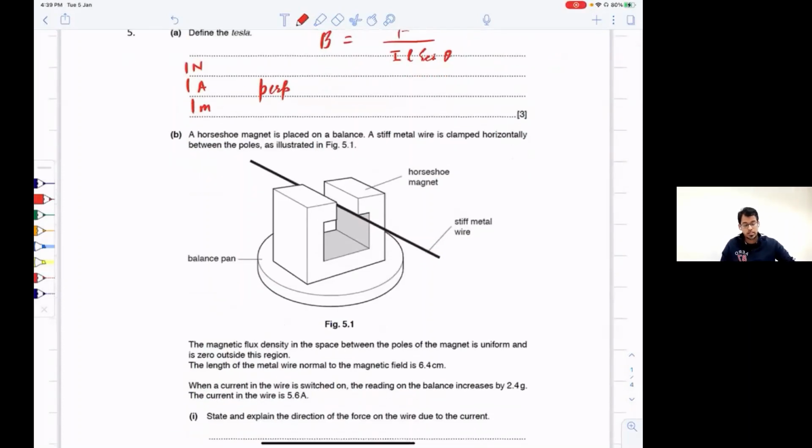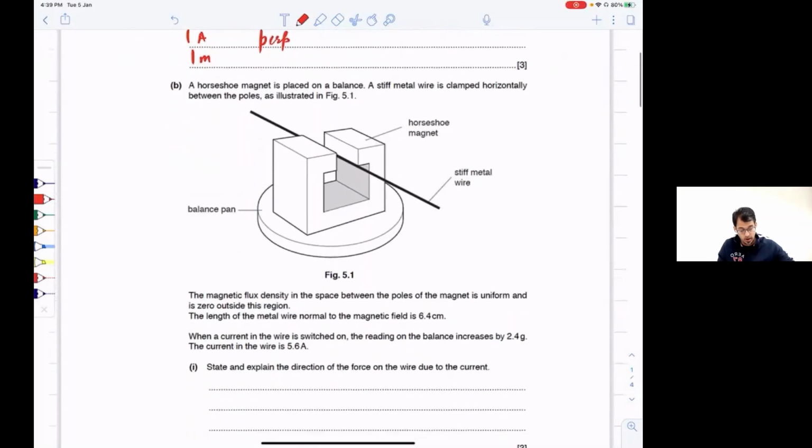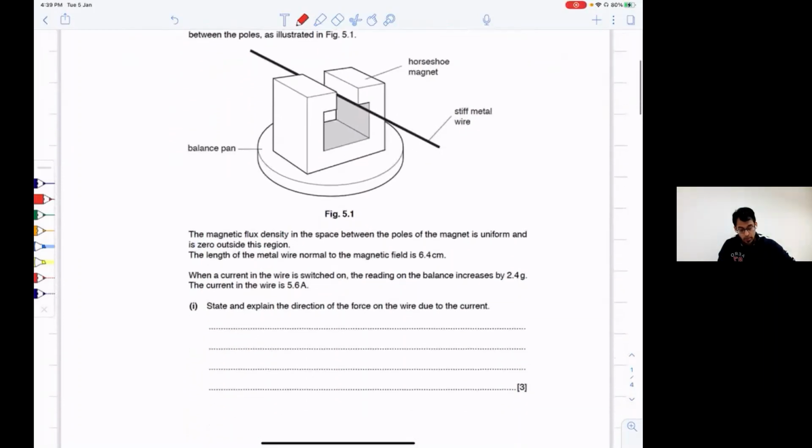A horseshoe magnet is placed on a balance. A stiff metal wire is clamped horizontally between the poles as illustrated in figure 5.1. The magnetic flux density in the space between the poles of the magnet is uniform and zero outside this region. The length of the metal wire normal to the magnetic field, so it is perpendicular, is 6.4. When a current in the wire is switched on, the reading on the balance increases by.